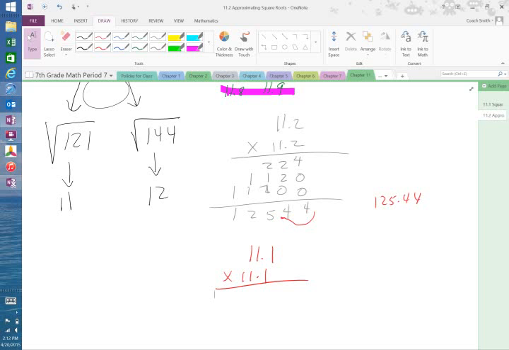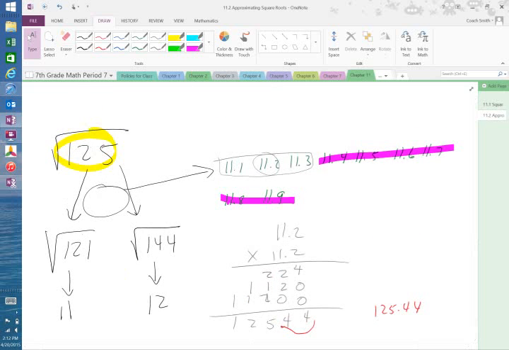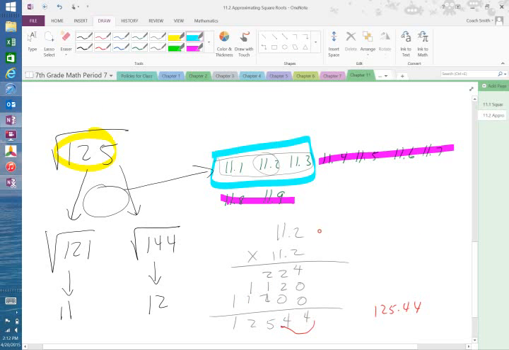Mm-hmm. That's what it has to be, since I'm approximating to the nearest tenth. That's what numbers are between 11 and 12. How do you know which numbers to stop at or which numbers to go to? How I decided to use those numbers is because 125 is closer to 121 than it is to 144. So this number right here is going to be real close to 144 when I multiply it out. Let me show you.